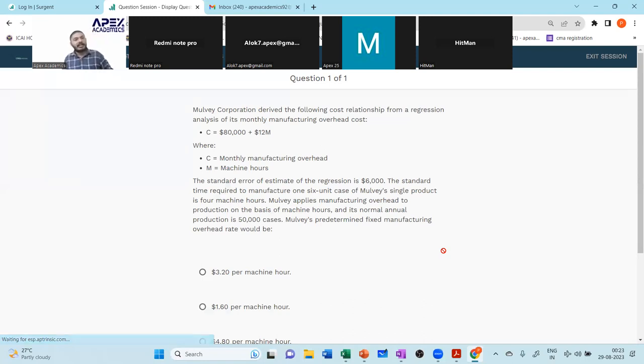This is one silly question. This is one stupid question. But people get scared of this. This is again a stupid question. Mulvey Corporation derived the following cost relationship from a regression analysis. Regression is used to predict the future. It's monthly manufacturing cost. They are predicting it to be 80,000 plus 12M.